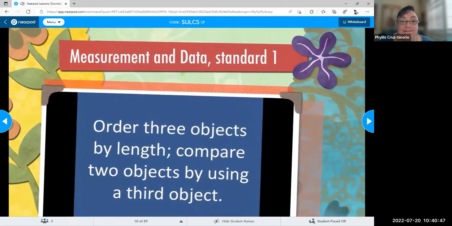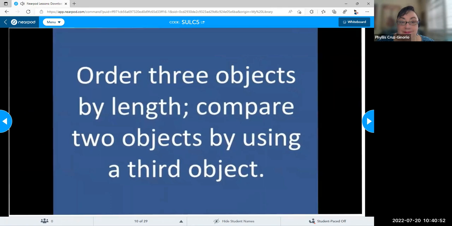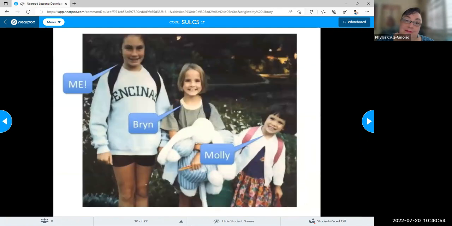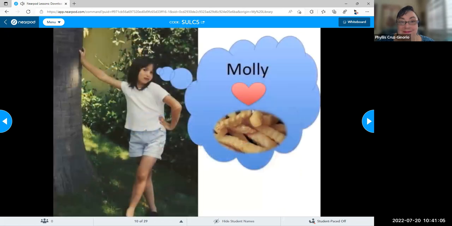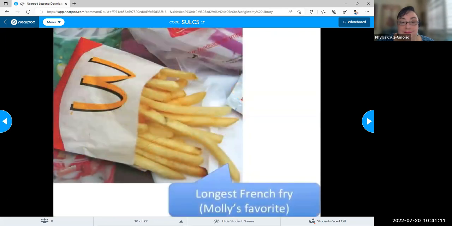In this video, you'll learn how to order 3 objects by length and compare 2 objects by using a third object. Today, I'm here to tell you a story about my family. There's me on the left, Miss McMullen, my sister Bryn in the middle, and my sister Molly on the right. When Molly was little, she was really funny. She loved French fries. Whenever Molly got French fries, she would eat all of the French fries in the bag, except for the longest one. She would save that one for last.